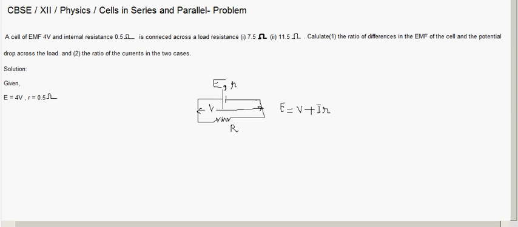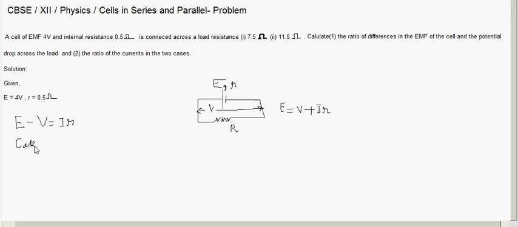In this case what we need is the difference between the EMF of the cell and the potential drop. So we can write the difference between EMF and potential drop as I into r. Once we find the current in the circuit, we can easily find E minus V. So first let us calculate the current in both the cases.